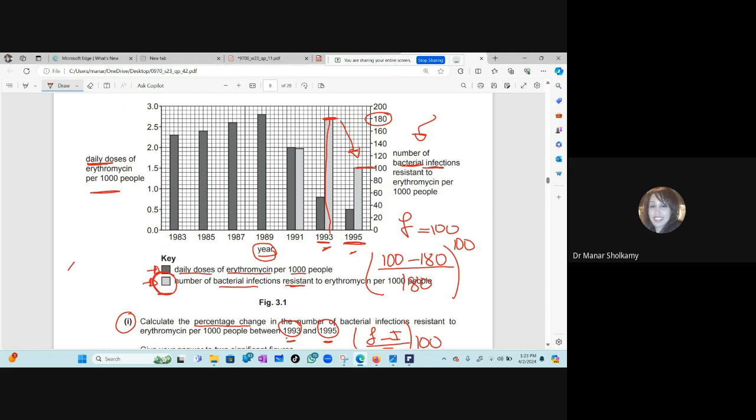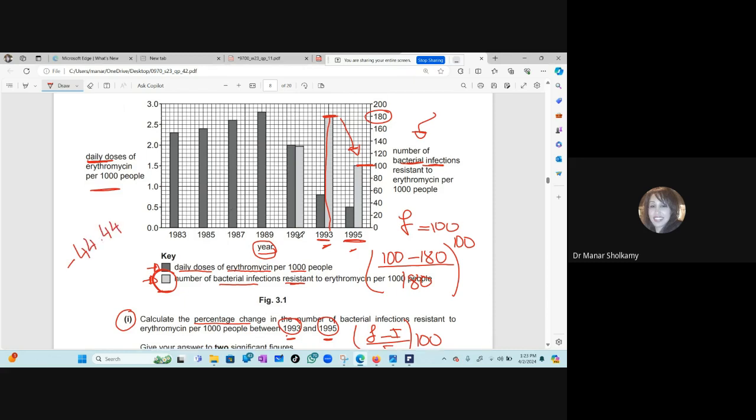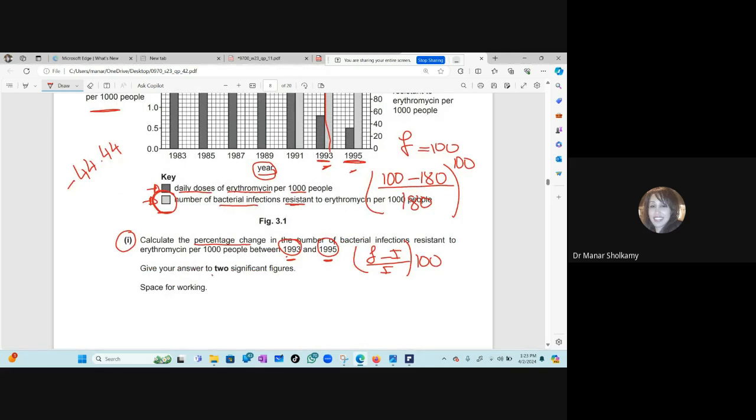Now I got on my calculator minus 44.44. The question is telling us to give the answer to two significant figures. So what do I write? Negative 44. Correct.